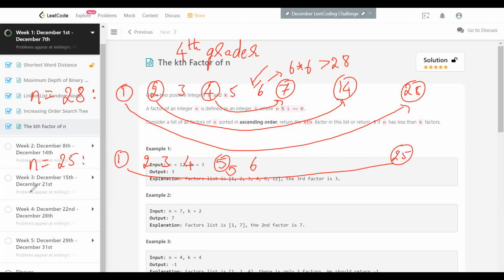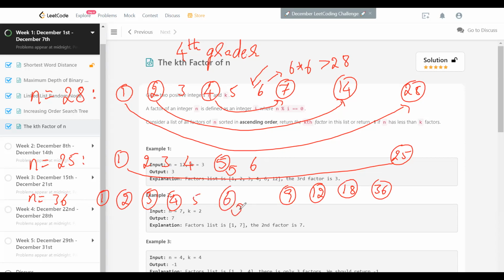Some numbers are going to have a lot of factors. Say, for example, 36. 1 is a factor, and because of 1, 36 is also a factor. And 2 is a factor, because of that 18 is a factor. And 3 is also a factor, because of that 12 is a factor. And then 4 is a factor, because of that 9 is a factor. And then 5 is not a factor, and 6 is a factor, but 6 is a square. 6 squared is 36. That's why it's a single factor.